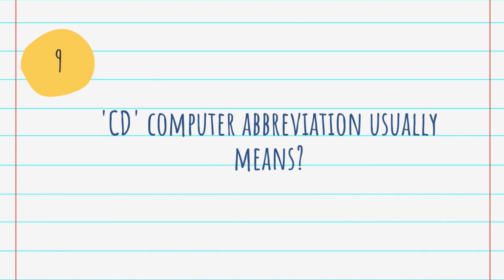Question number 9 is, CD computer abbreviation usually means? Answer is compact disc. Compact disc is a digital optical disc data storage format. The format was originally developed to store and play only sound recordings, but was later adopted for storage of data.